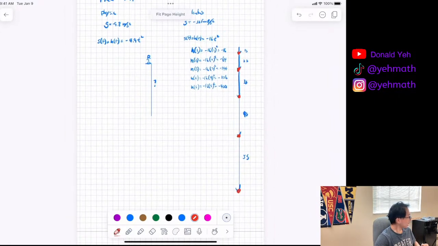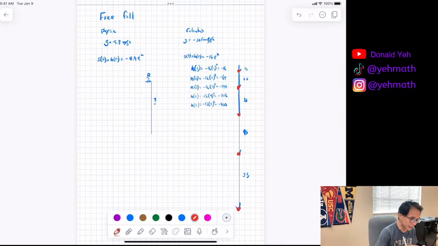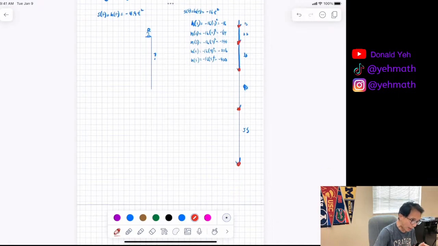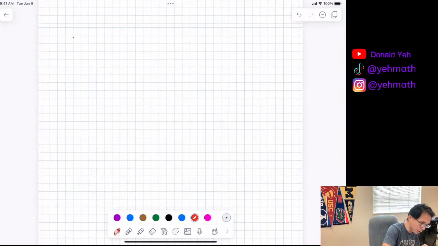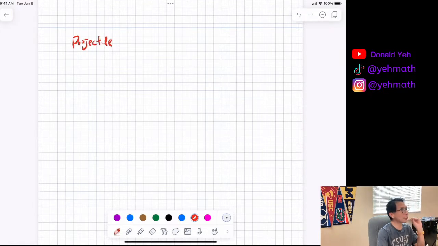Okay, is that okay? Free fall is negative 16t squared. Now in physics, we're going to talk about projectiles. A projectile is different. It's throwing something up, like shooting a basketball or hitting a golf ball. It has a terminal speed of 30 to 50 miles per hour, but it only has a force of about 30 or 40.